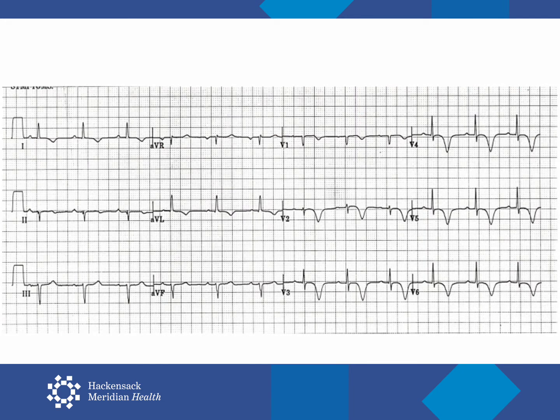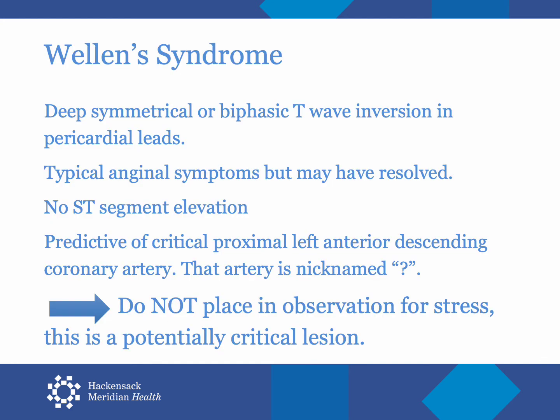Again, look at this tracing. Although these are not true ST segment elevations, this particular finding has a special configuration and it can be quite concerning. This pattern is called Wellen syndrome. Wellen syndrome is deep symmetrical or biphasic T-waves in the face of typical anginal symptoms, and they suggest the possibility of a critical left anterior descending lesion.